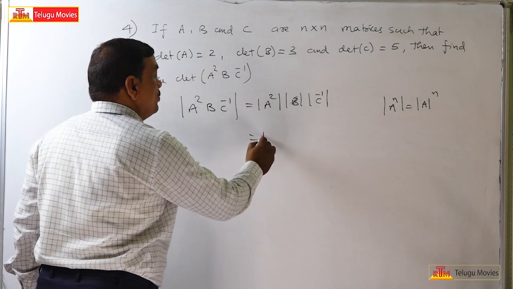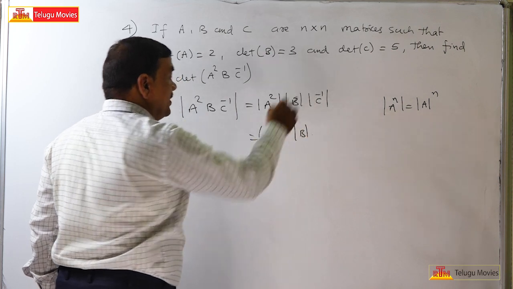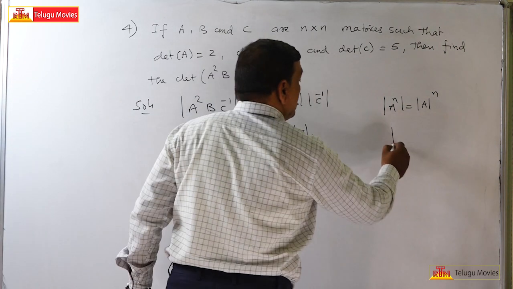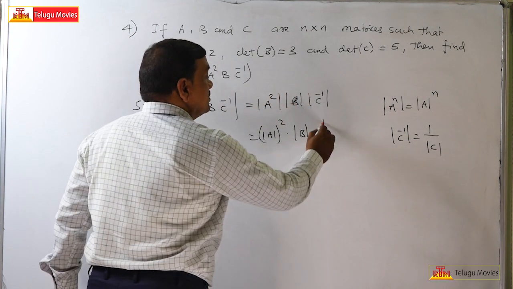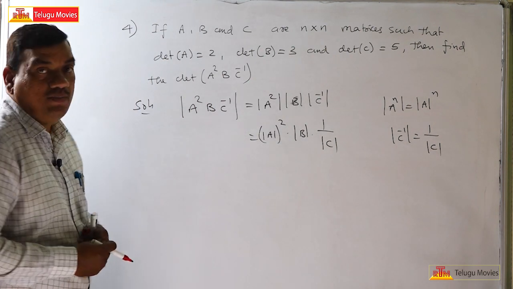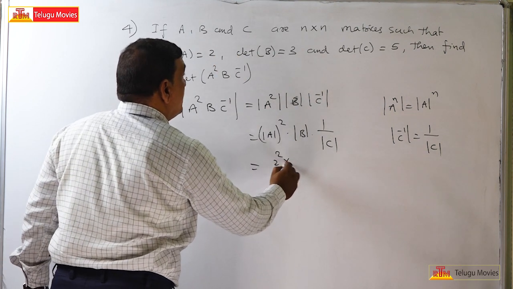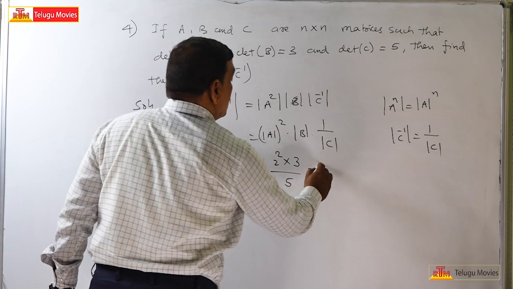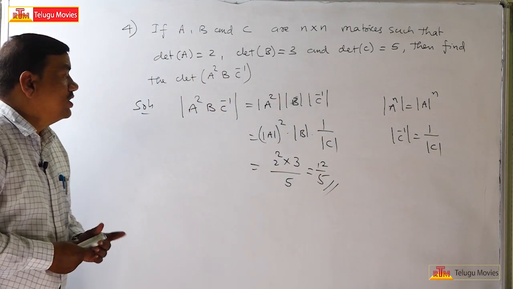So this is equal to determinant of A whole square into determinant of B into determinant of C inverse. Determinant of C inverse is the same as 1 by determinant of C. Understand? So we applied the properties here. So this is 2 square into 3 by 5. 2 square is 4, 4 3s are 12, 12 by 5. So 12 by 5 is the correct answer.